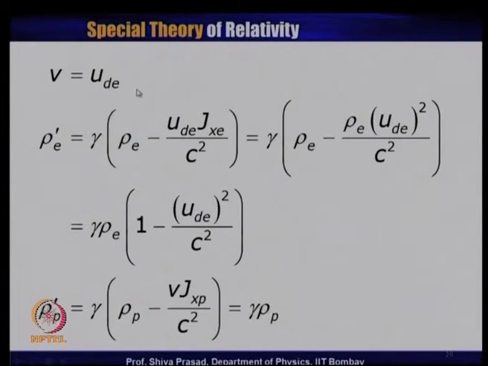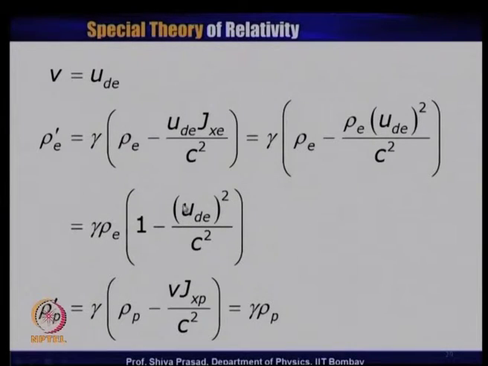So, this is my transformation equation for the negative charge carriers. Rho e prime is equal to gamma times rho e minus u drift, because V is equal to u drift, times Jxe, whatever was the current density, divided by c squared. So, this is gamma rho e. Jxe I can write as rho e into u drift. So, this becomes u drift squared divided by c squared. This rho e I can take out. This will become gamma rho e multiplied by 1 minus u drift squared divided by c squared. So, this is also squared.